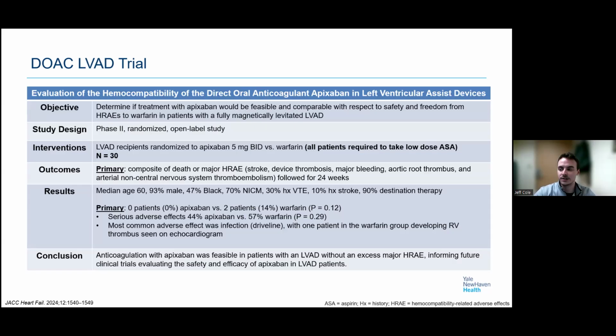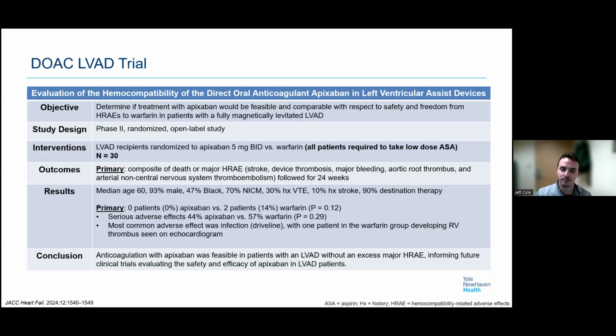The first one is the DOAC LVAD trial, an evaluation of hemocompatibility of the direct oral anticoagulant apixaban in left ventricular assist devices. This was to determine if treatment with apixaban would be feasible and comparable in terms of safety and freedom from those HRAEs compared to warfarin in patients with LVADs. Patients were randomized to receive either apixaban 5 milligrams twice a day or warfarin, and all patients were required to take low-dose aspirin.